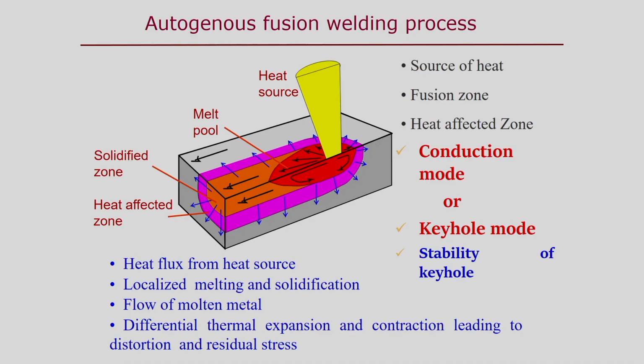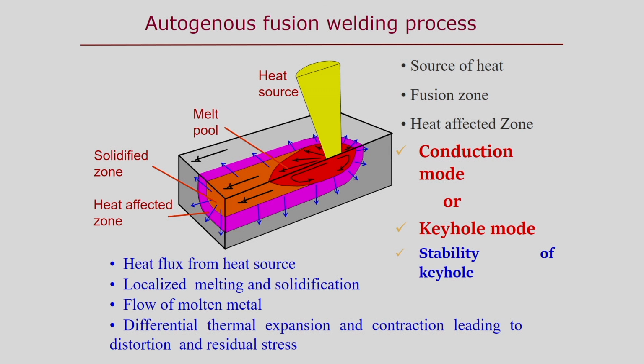Apart from that, we normally look into what is the mode of the welding process, say conduction mode or keyhole mode. This depends upon the heat intensity, basically the heat flux. So, what is the intensity of the heat flux supplied to the substrate material? That can be in the conduction mode or in the keyhole mode. In most cases we do conduction mode welding, but in keyhole mode welding the intensity is very high.